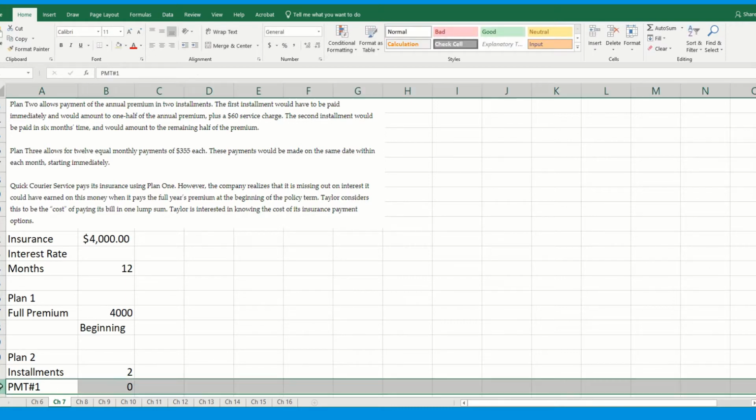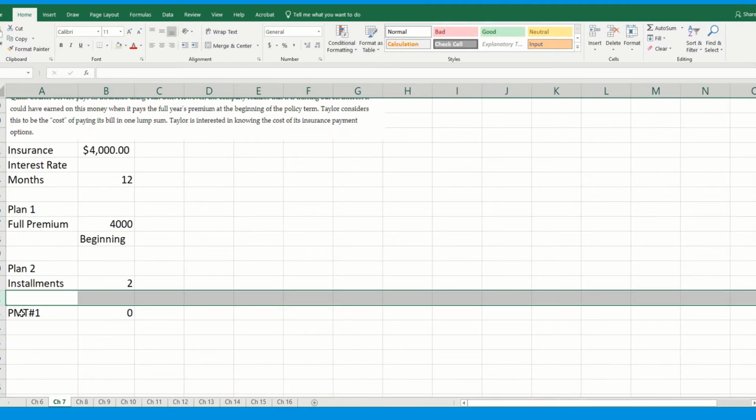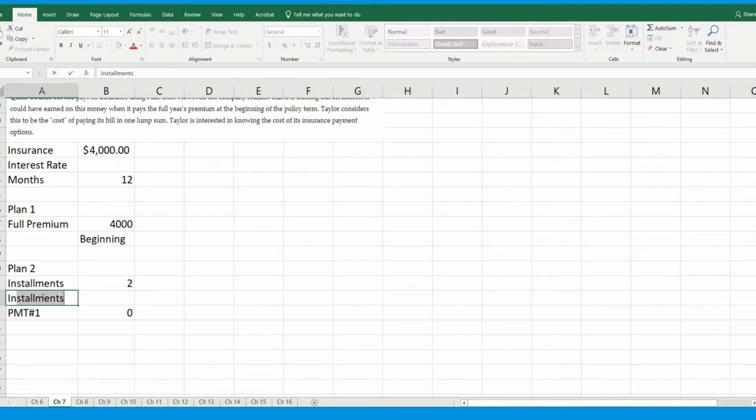I think what I'll do is insert again because I missed that. So let's put in how much the installment is for. The installment, with 2 installments, equals the full premium, or the insurance itself, divided by the installments that we have. So that's in B31 there. My insurance divided by the number of installments is $2,000.